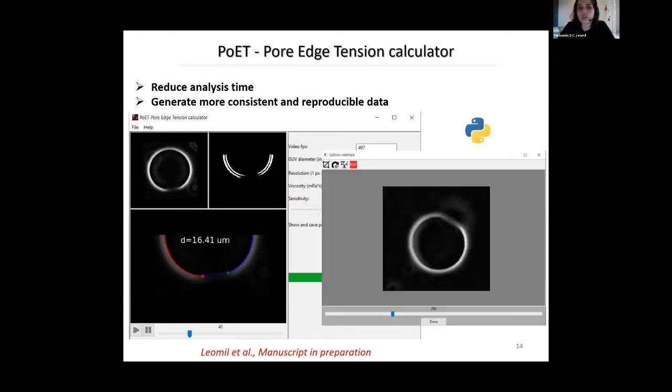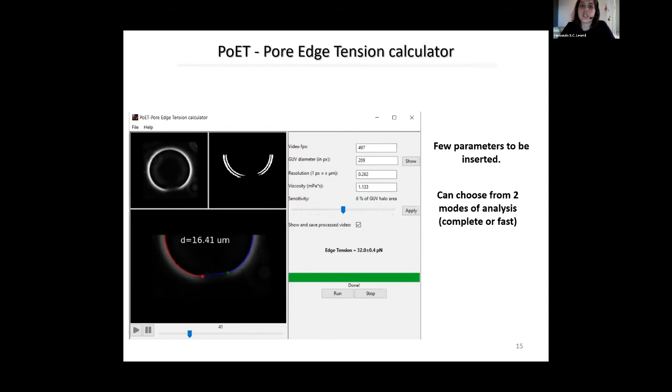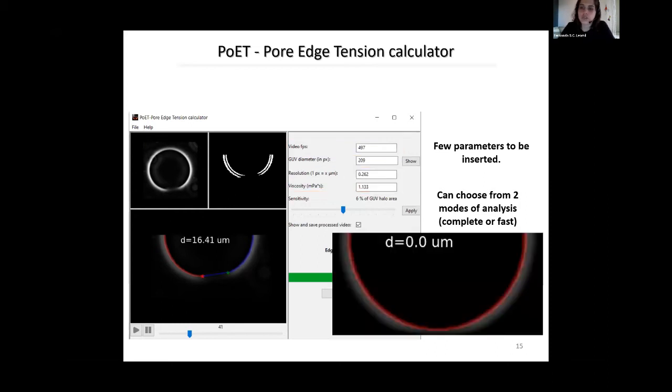And it has its own editing interface where the user can crop, rotate, or slice the video in time prior to the analysis. And only a few parameters have to be inserted by the user, such as the video acquisition rate, the resolution of the microscope, and the viscosity of the external medium. And the user can also choose from 2 different modes of analysis, the fast one or the complete one.